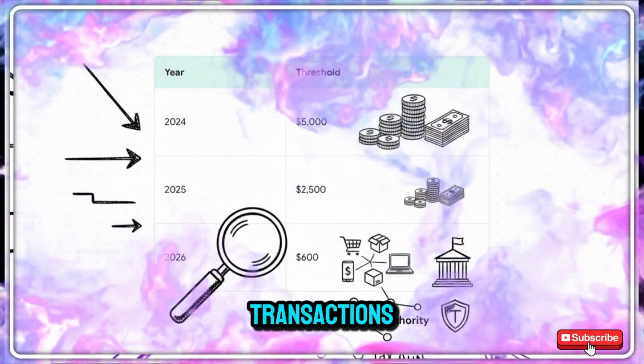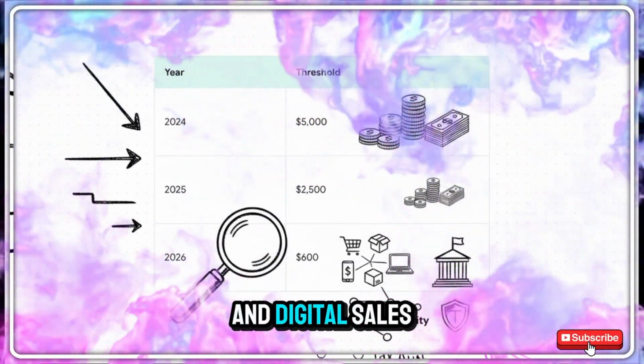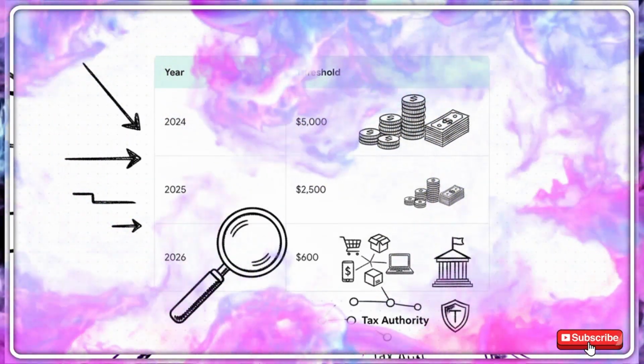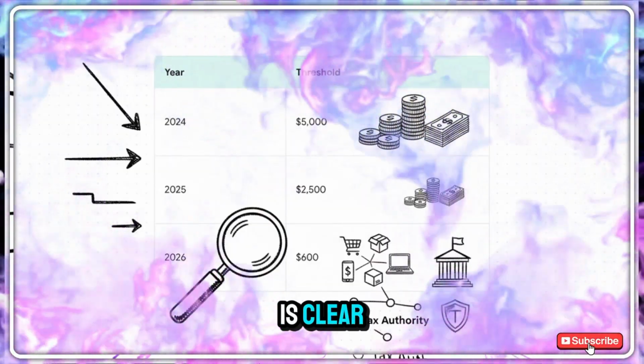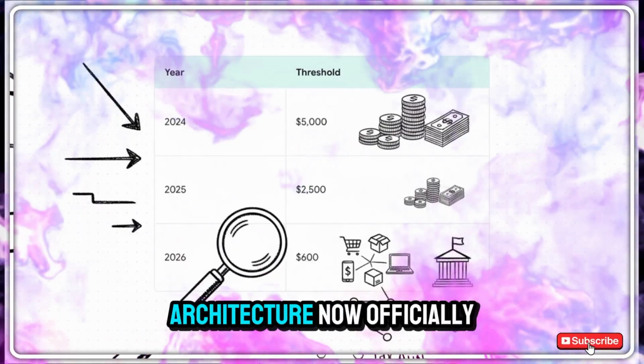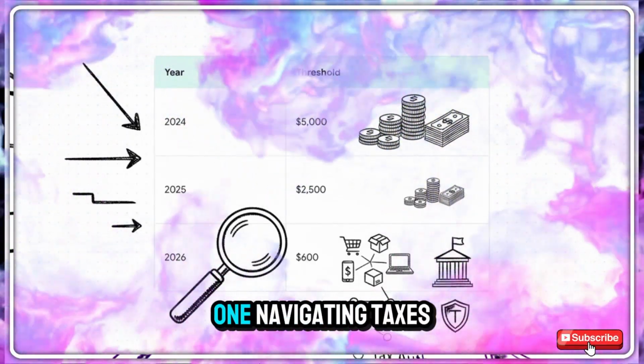Millions of microtransactions, weekend side hustles, and digital sales will now automatically generate official tax documentation. The actionable insight is clear. Whether you mentally feel like a formal business or not, the federal data architecture now officially treats you as one.